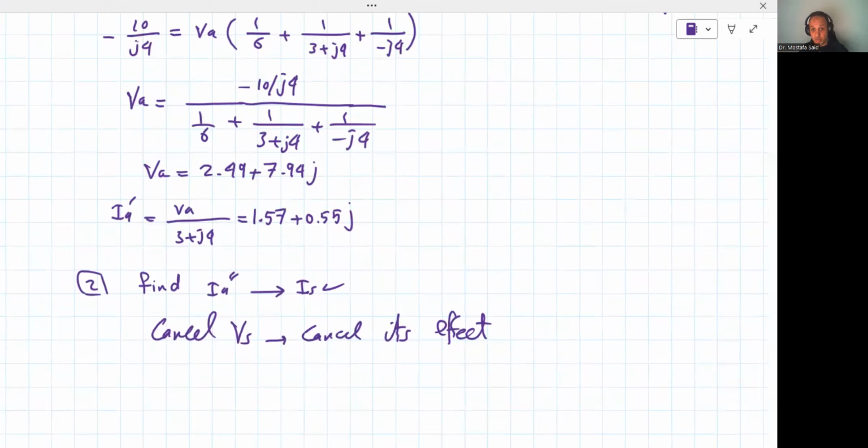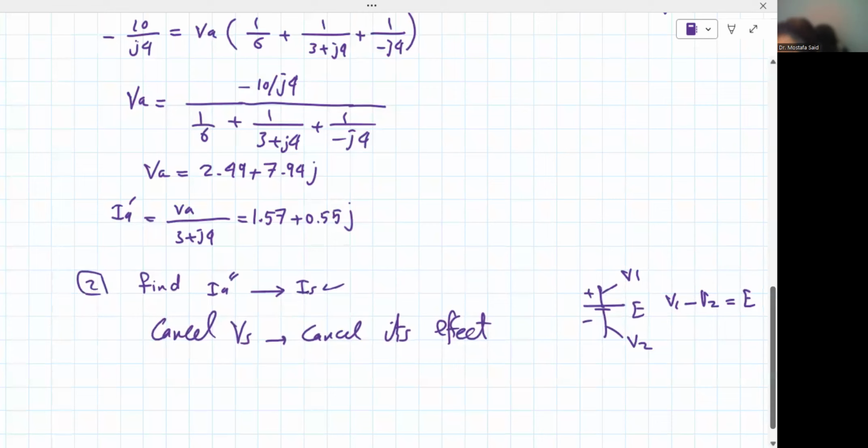What is the effect of a voltage source? Let's see what the voltage source does. The voltage source E, for example, makes the voltage of the positive terminal greater than the voltage of the negative terminal by the amount of the battery, E. So in that case, V1, which is the voltage of the positive terminal, minus V2, which is the voltage of the negative terminal, equals E.